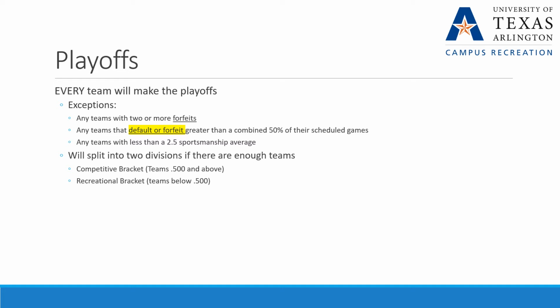Every team makes the playoffs, except for teams that have 2 or more forfeits, or teams that default or forfeit greater than a combined 50% of their scheduled games, or any teams with less than a 2.5 sportsmanship average. If there are enough teams, there will be 2 divisions, a competitive bracket with teams that have a win-loss record above 500, and teams that have a win-loss record below 500 will go into the recreational bracket.